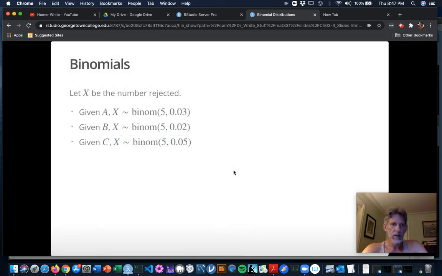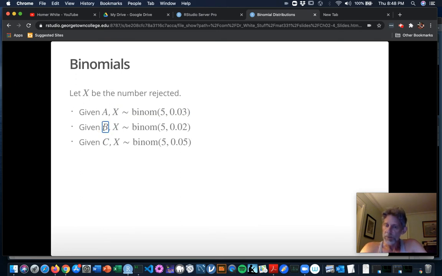So let's think about this. Let X be the number of vials out of the 5 you pick that are ineffective. Okay. Given that the shipment comes from company A, then X would be binomial with 5 trials, 1 for each vial having a 3% chance of being ineffective.